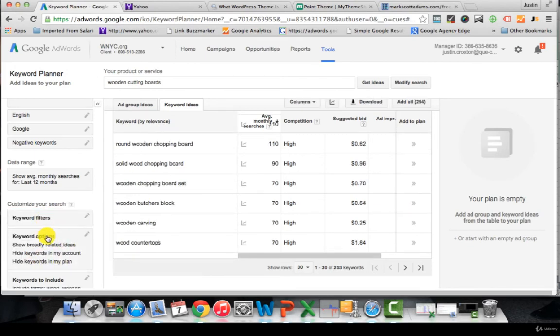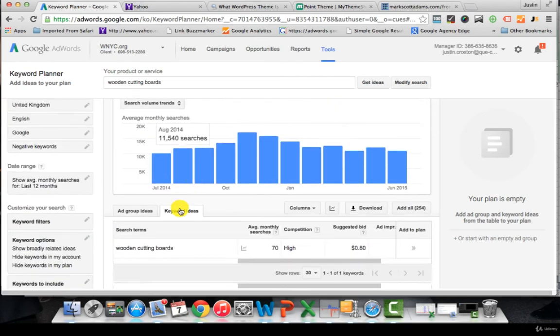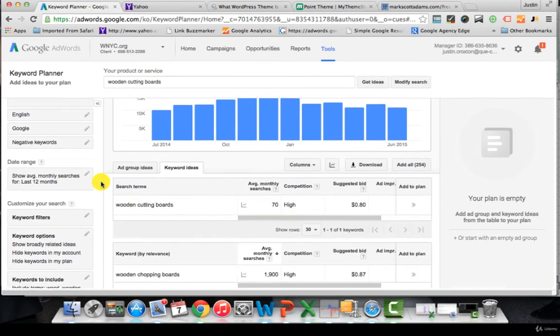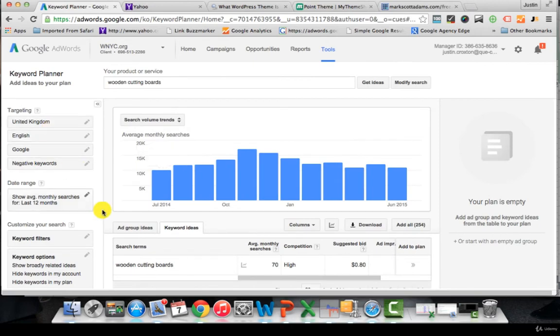You can go into this little filter down here called Keywords to Include, and it will only give you the keywords that have the words wood or wooden in the actual search term itself. And just to be clear, wooden chopping boards is the total number of exact searches that that keyword produces in English, here in the United Kingdom.